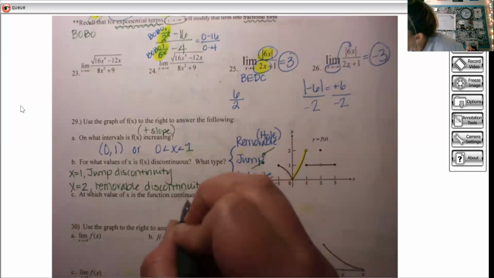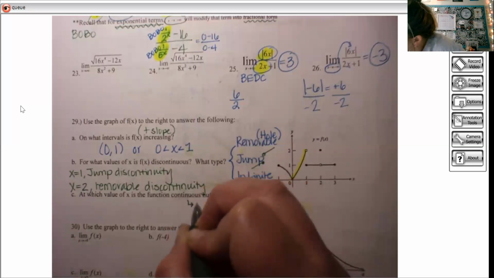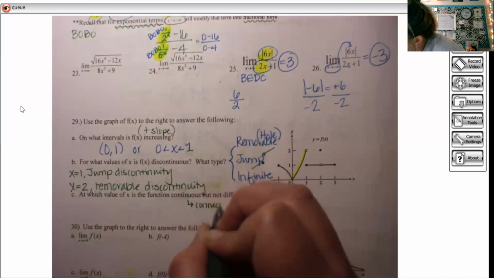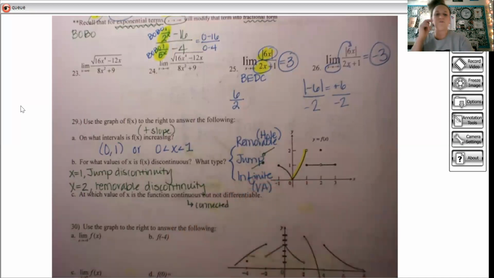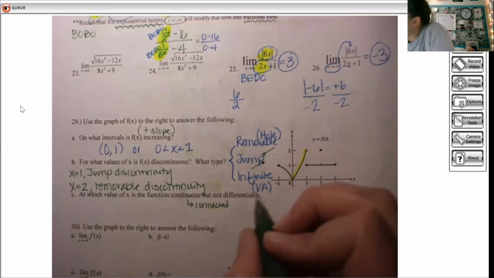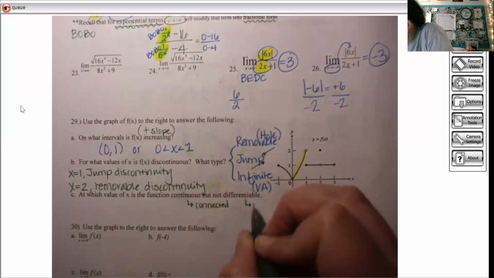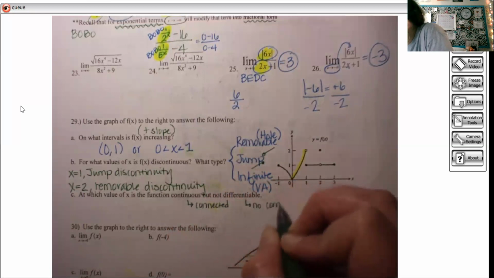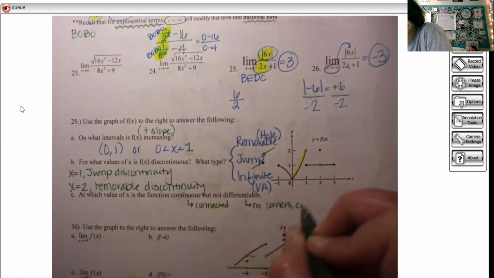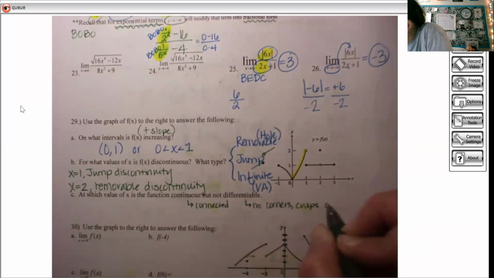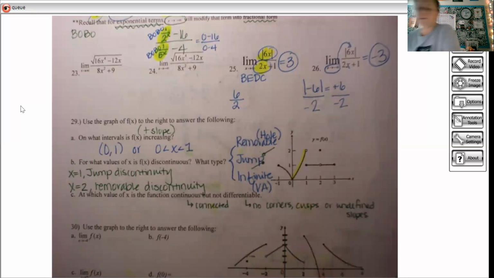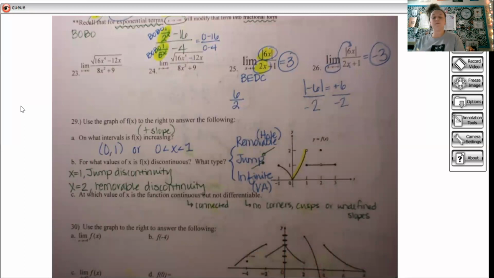In order for a graph to be continuous, it just has to be connected. A lot of pre-cal teachers will say, if you can draw it without picking up your pencil, it's connected, it's continuous. Differentiable means that you can't have any corners, cusps, or any undefined slopes. That's what differentiable means.